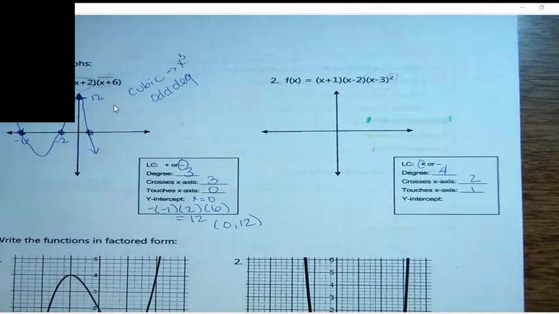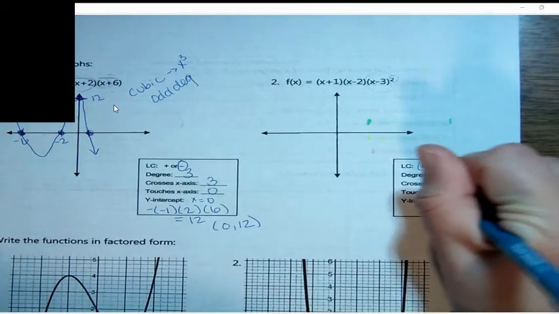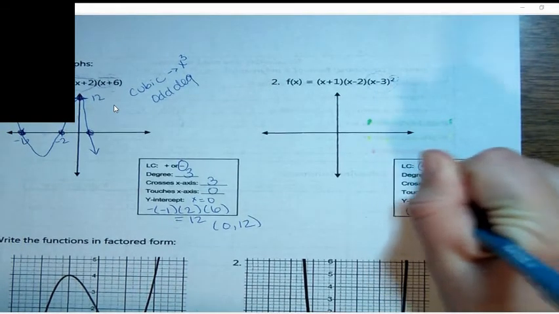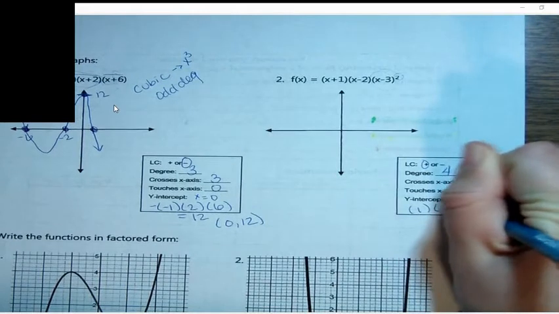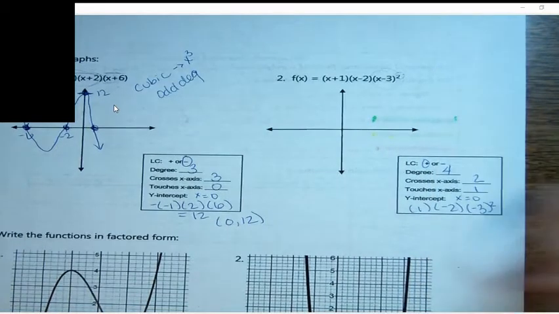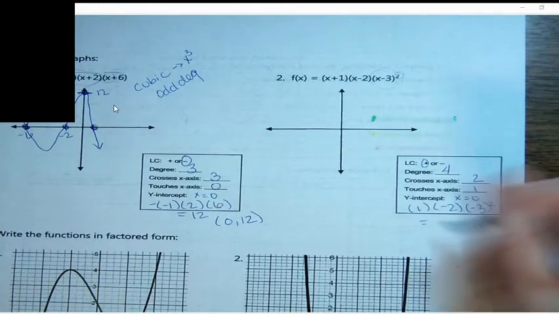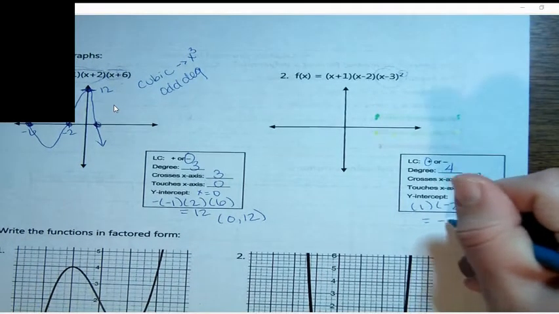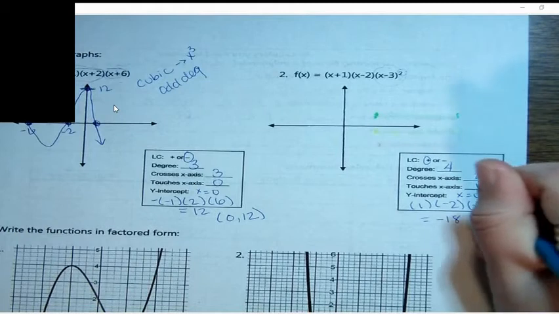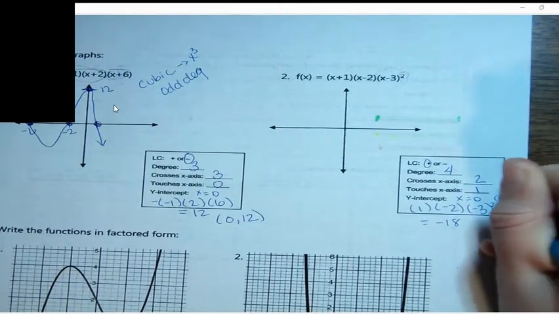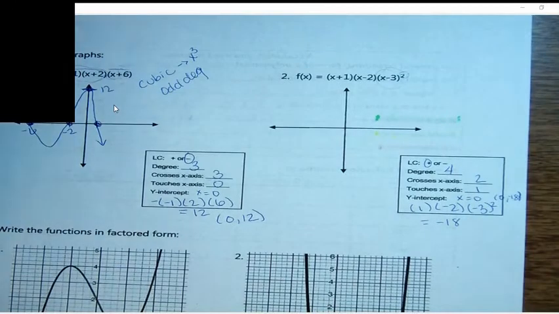And our y-intercept, where x equals 0, is going to be: I'm going to have 1 times -2 times -3 squared. So this is going to be 9. 9 times -2 is -18. So I'm going to have (0, -18) right there. Okay, so let's go ahead and mark our roots.